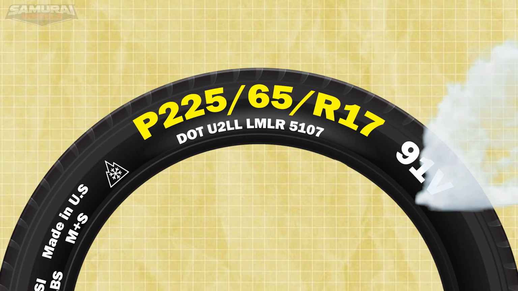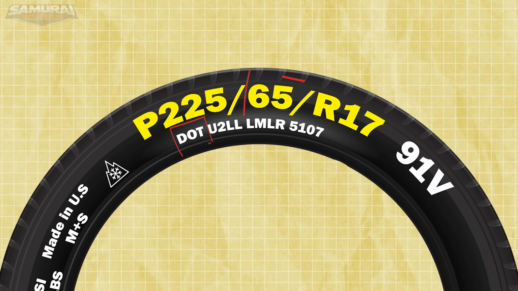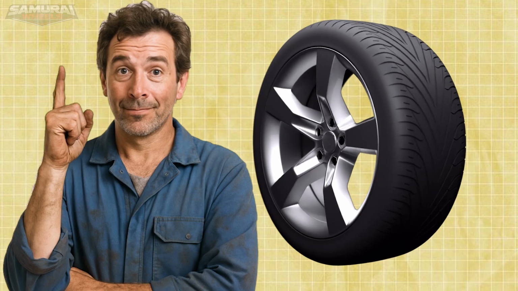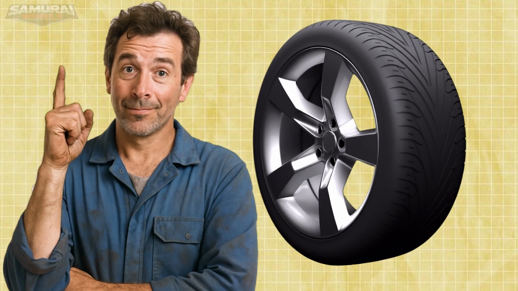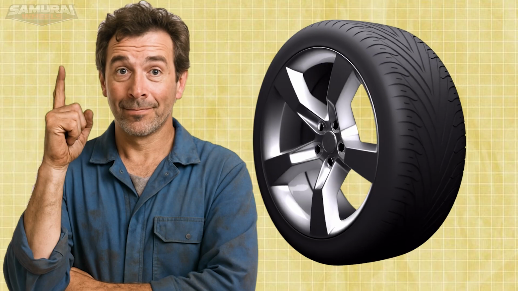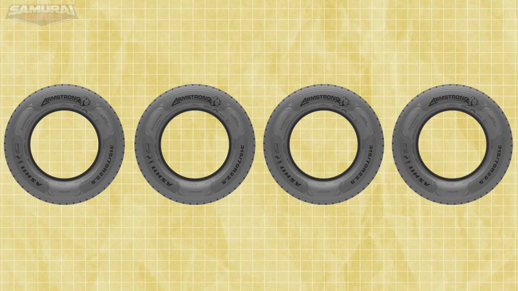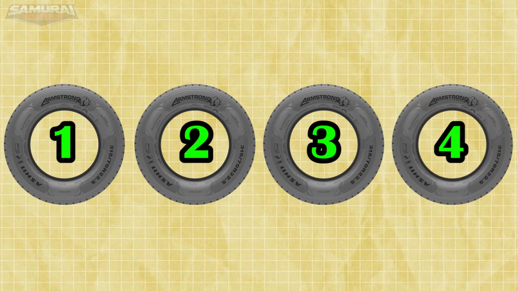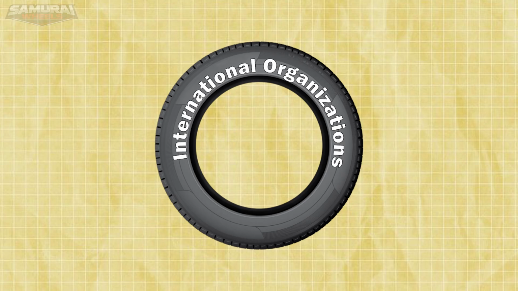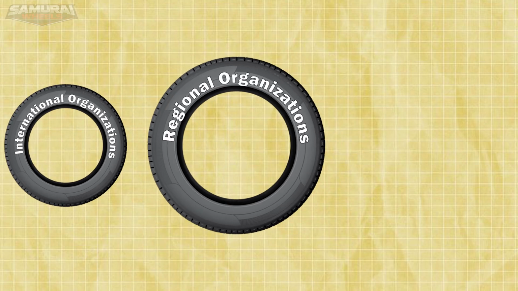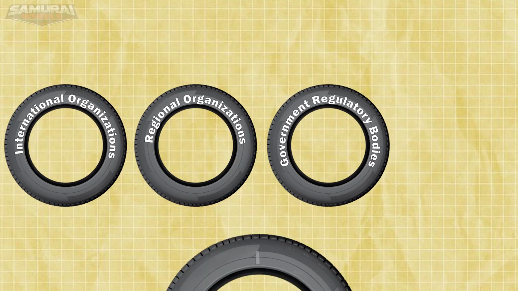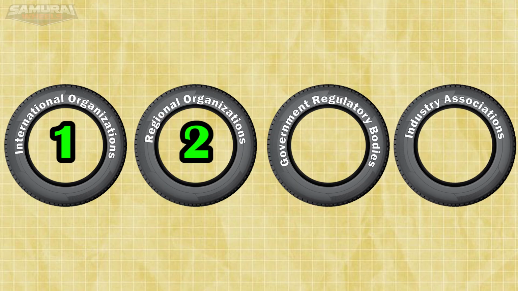The metric tire code consists of a string of letters and numbers describing the dimensions of the tire. Before we explore the meaning behind tire markings, it's important to first understand the international organizations and standards that influence how tires are regulated globally. Organizations that influence national tire standards can be broadly divided into 4 categories: international organizations, regional organizations, government regulatory bodies, and industry associations. Before we dive deeper, let's briefly go over each of them to understand how they shape the tire regulations we rely on today.